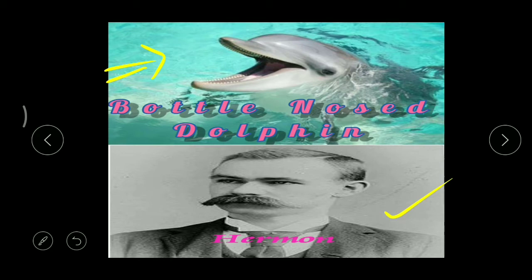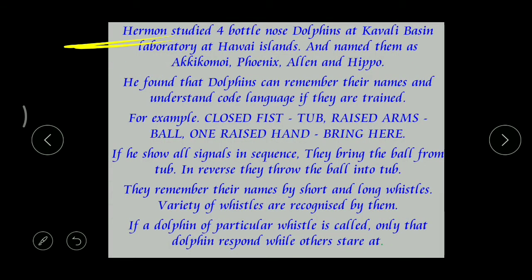Bottle-nosed dolphins, right? So here, where he conducted his experiment means at Cavalli Basin Laboratory, at Hawaii Islands, right? And he selected 4 dolphins, and even he gave the names to these dolphins.